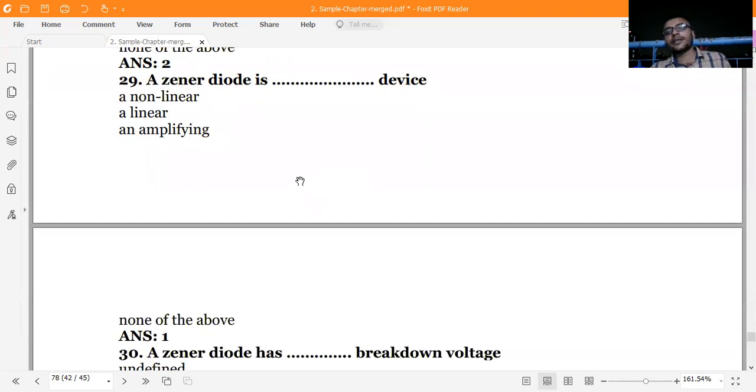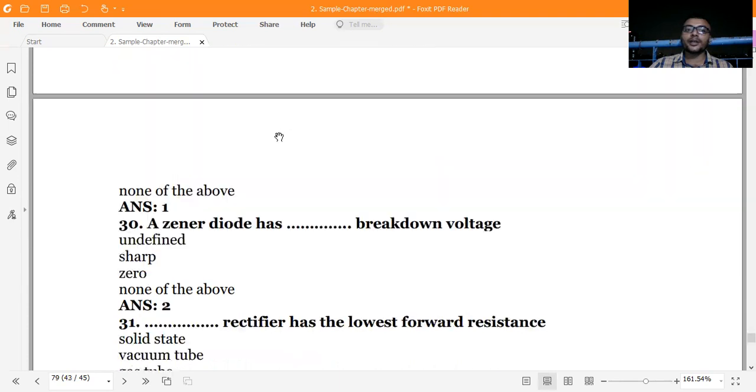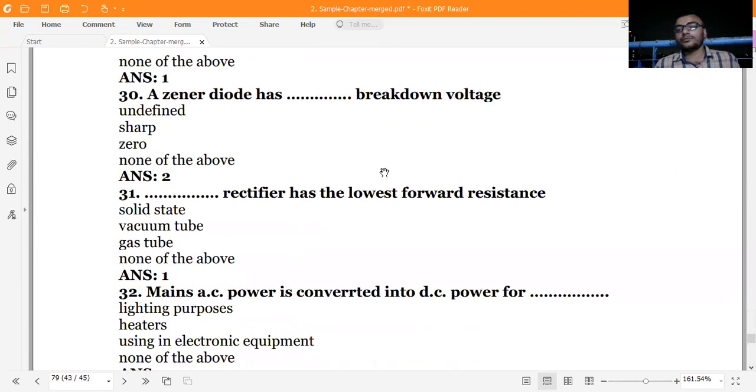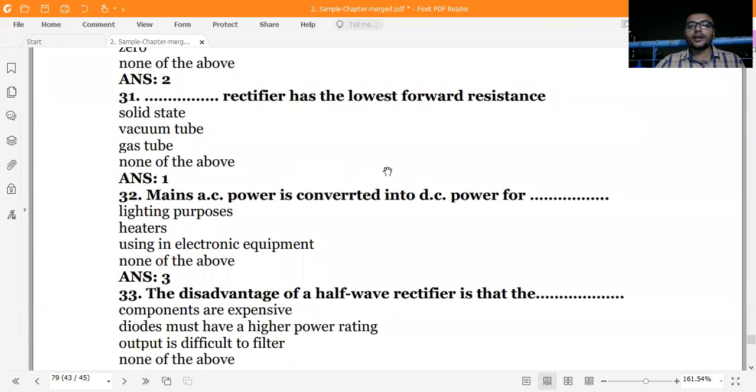Zener diode is a non-linear device. If you look at the configuration, it is also a non-linear device. If you see the graph and properties, you can easily understand. Zener diode has a sharp breakdown voltage.